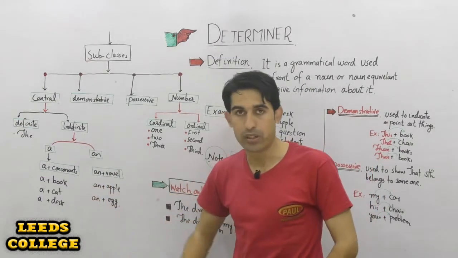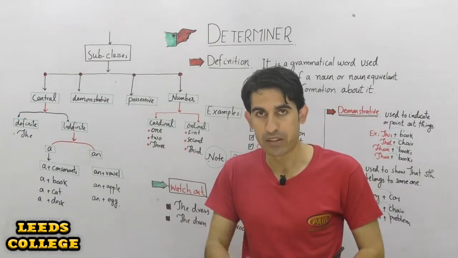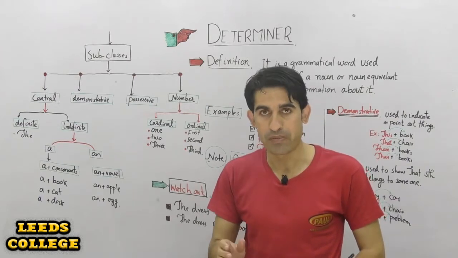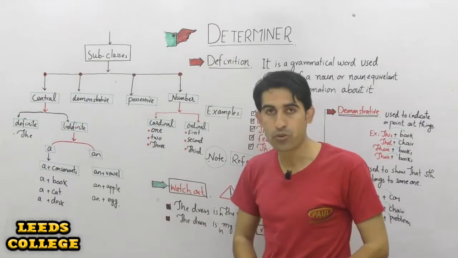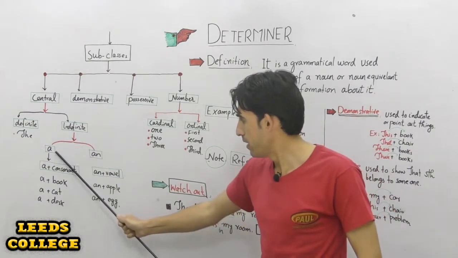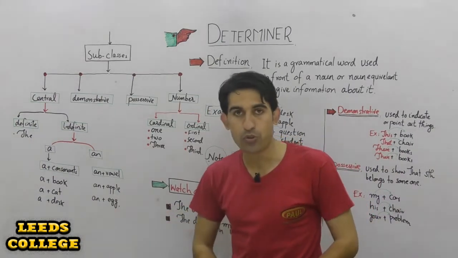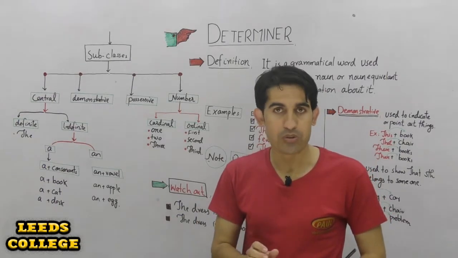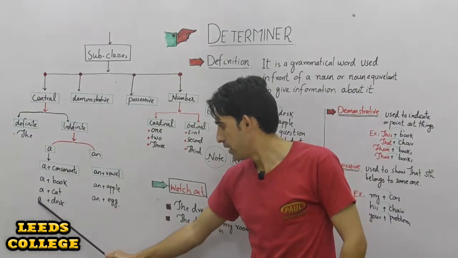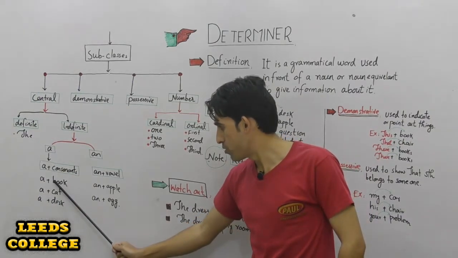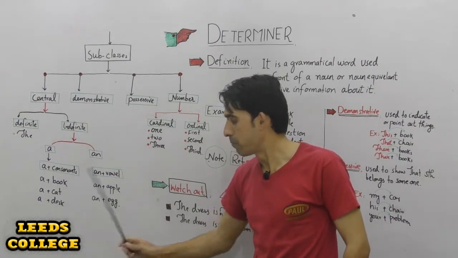The definite determiner is the, and it is usually placed before the noun to make it specific, meaning it refers to a specific or definite noun. Coming to the indefinite determiner, it further has two examples, a and an. We use a before a word that begins with a consonant sound. For example, a book, a cat, a desk. Each of these words begins with a consonant: b, k, and d.